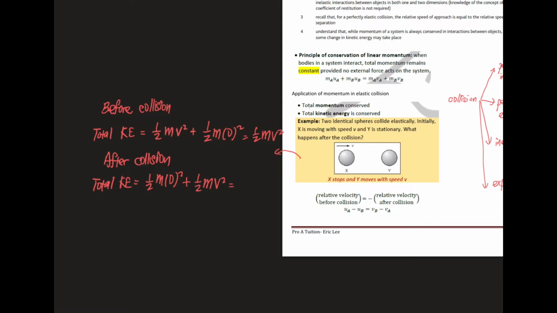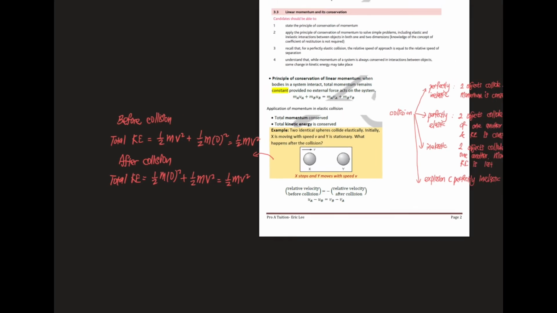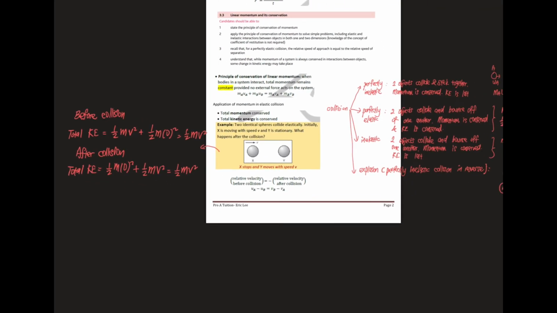So from the answer given here, they are exchanging the speeds. So the first object stops, the second object moves with speed V. So the total kinetic energy is this, and if I simplify it, I will get 1/2 mv squared. So from here, you will realize that total kinetic energy before collisions is equal to total kinetic energy after collisions, and this is under the second type, perfectly elastic. So when I say elastic collision, that means it is perfectly elastic collisions.